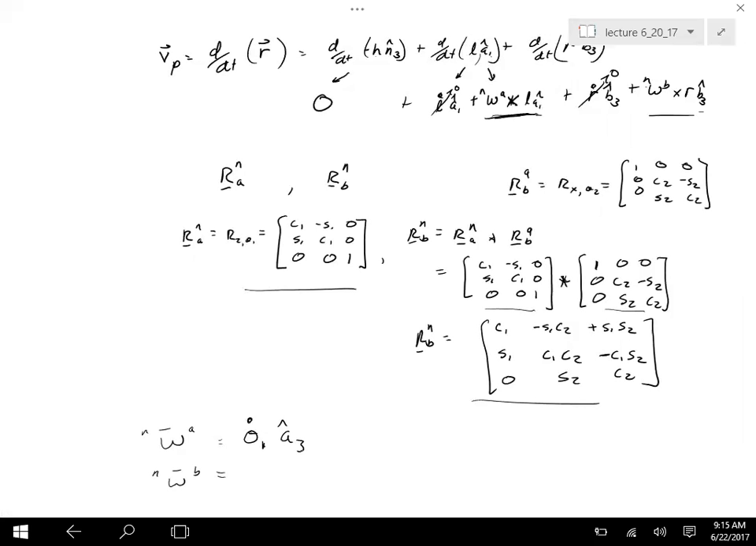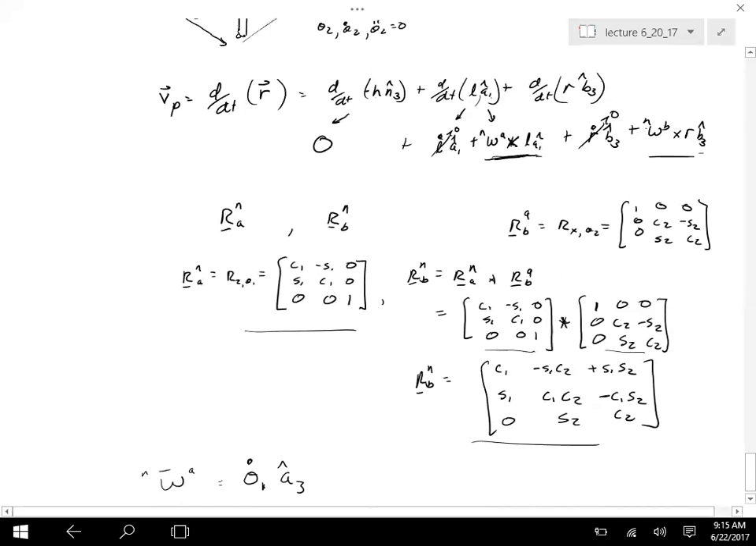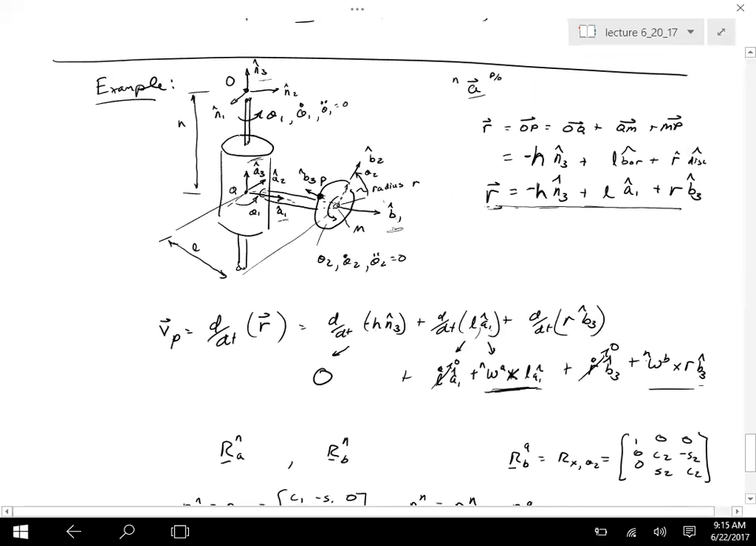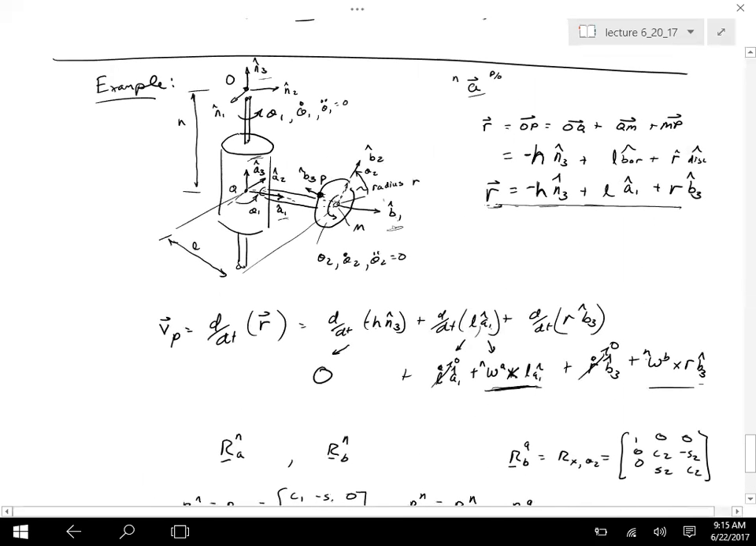I'm not going to delineate them all now, but that's what I'll do. Now, the angular velocity of B with respect to N. Let's look up at our figure here. I need the angular velocity of frame B, attached to my spinning disk, with respect to N. Notice it's two components: first the rotation around the 3 axis by theta 1, and then a rotation around the A1 or B1 axis by theta 2.